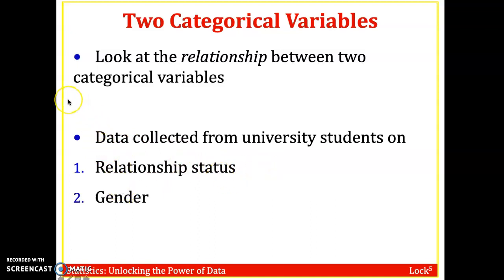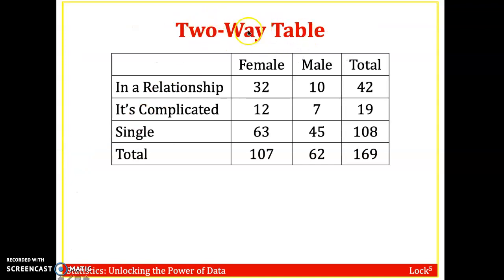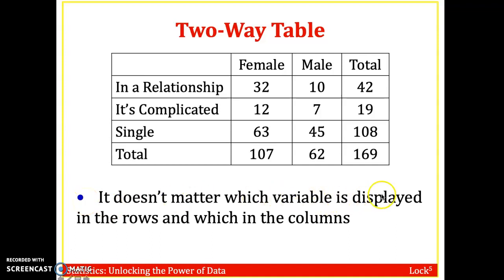So probably the most common way to visualize and display this type of data is a two-way table. In a two-way table, we're showing two different variables. The columns represent the gender variable, male versus female, and the row variable is the relationship status. Notice it doesn't matter which variable is displayed. We could take the transpose here and put male, female as columns and relationship status as rows. It does not matter which one is which.